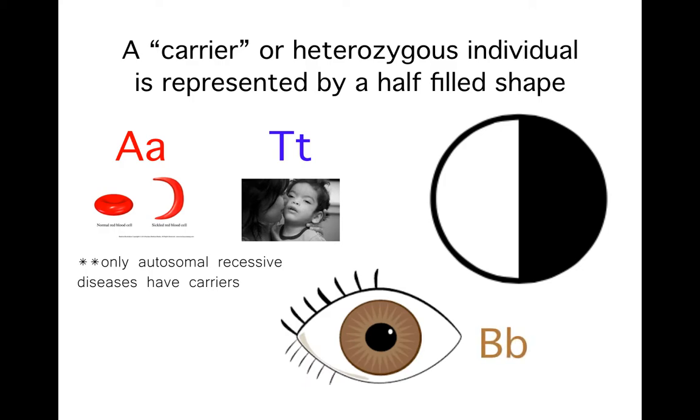This could also be for a trait. So if we were studying eye color, if dark brown was the trait and they didn't have dark brown but had light brown and were heterozygous, a half filled in shape would tell us that they were a carrier of the trait.